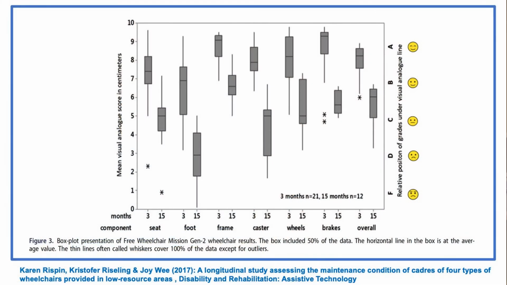This is a larger study. This is data from Free Wheelchair Mission Generation 2 chairs in a paper that's published. You can find this on our website. There's the reference. And you can see that they had difficulty with the foot plates between 3 and 15 months. It dropped drastically, and it was actually the attachments were coming loose. And we were able to provide that feedback to them in counted comments, and then they were able to respond to it. And they did so.